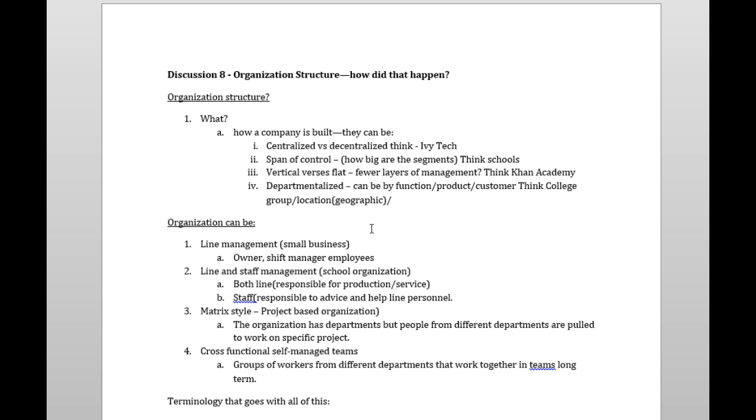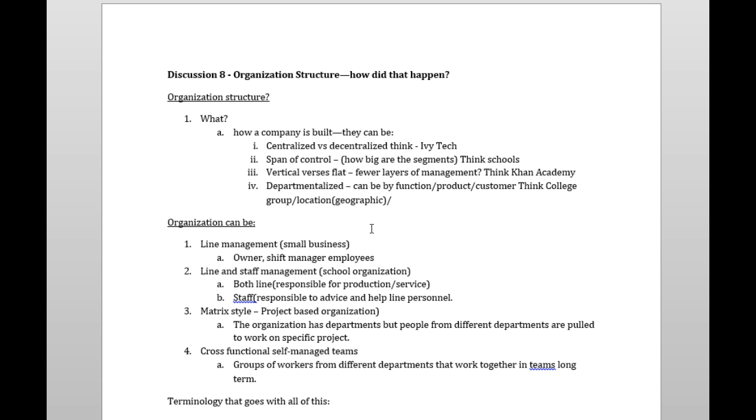And then there's the departmentalized, and they can be organized by function, by product, by customer. Again, think college. Each department, each subject, each degree has its own department. If you go into corporations, you may find they may be organized by region, or by a product. They could be organized by function, such as a marketing department, a production department, an office department, that type of thing. So several ways to organize a company and look at the structure, and those can all be intertwined together.